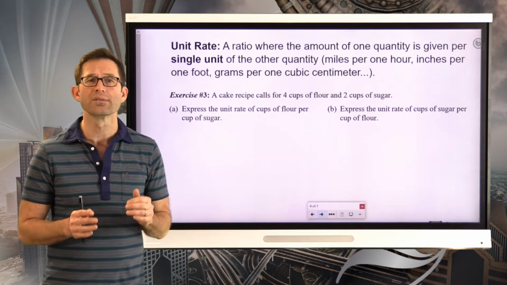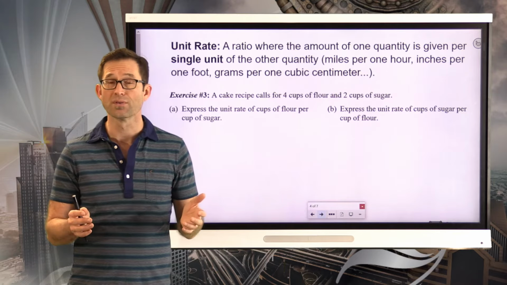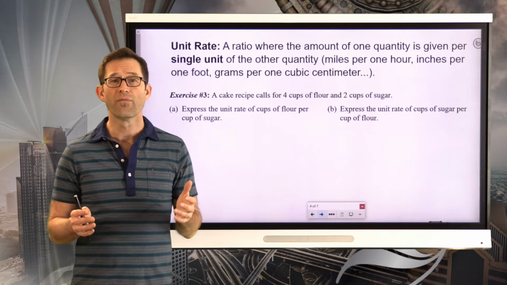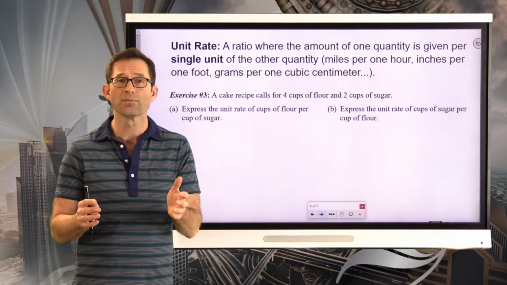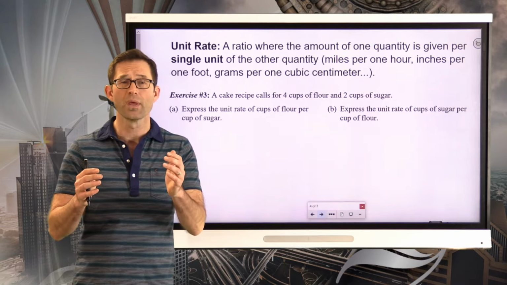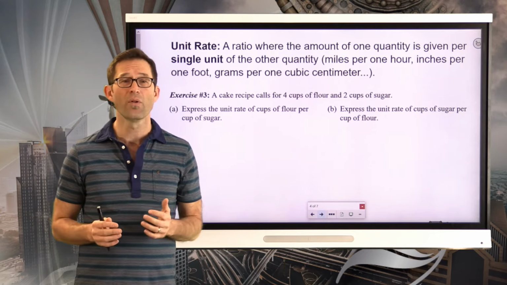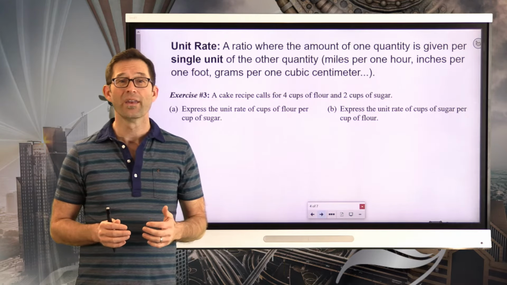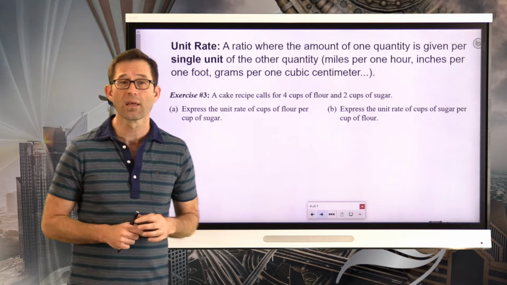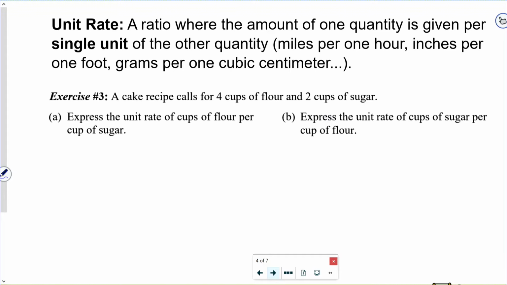So let's take a look at an example of this in terms of recipes, which are a great example of things where ratios come up, because oftentimes you might need to make a recipe larger or smaller, depending on the number of people that you're serving, and you're doing that by scaling. So let's take a look at exercise number 3. A cake recipe calls for 4 cups of flour and 2 cups of sugar. Letter A asks us to express the unit rate of cups of flour per cups of sugar.